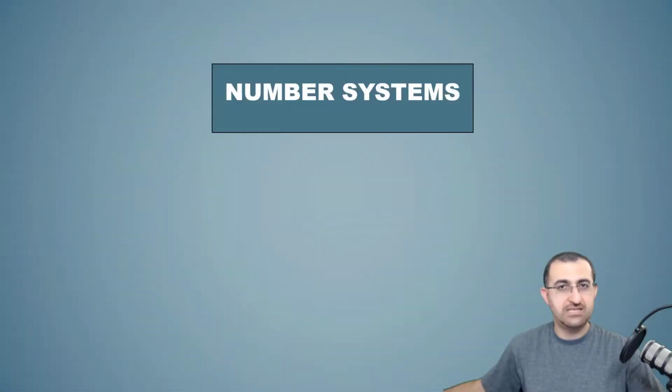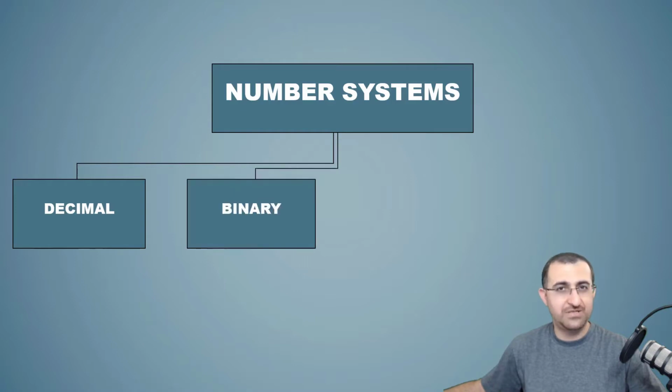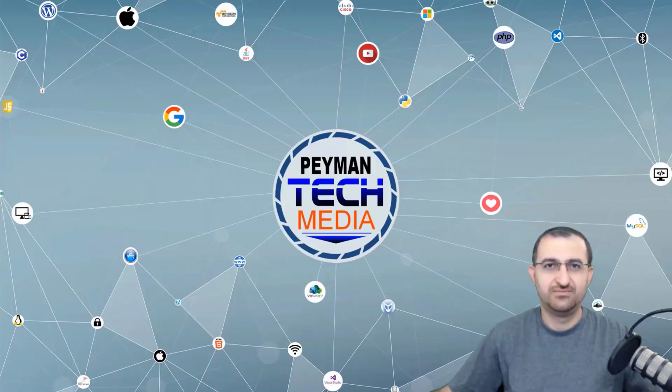There are four basic number systems that are used in computer science, networking, and by humans. And they are decimal numbers, binary numbers, octal, and hexadecimal. In the next video, we are going to take a closer look at each number system.